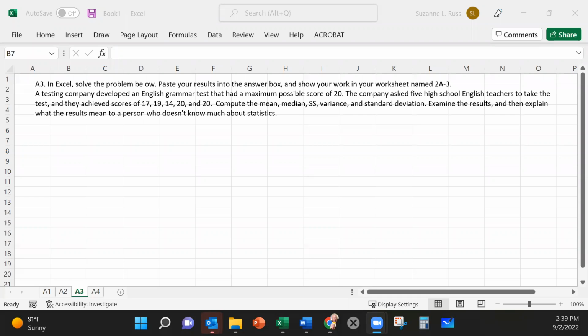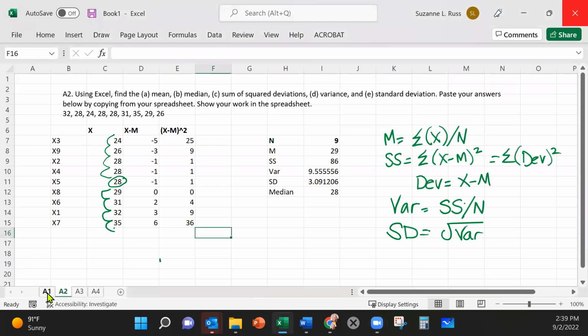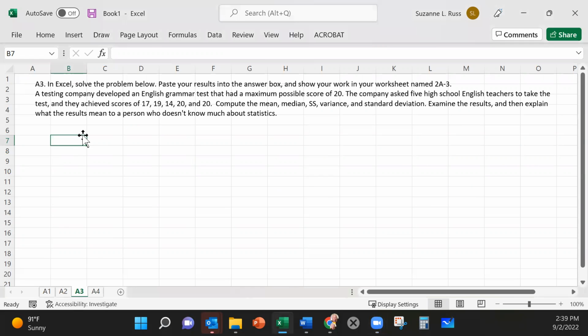This is a demonstration for problem A3 for chapter 2. We finished problem A2 and A1, and these are all ready for submission. And I've added a page A3 and pasted the problem into a box.